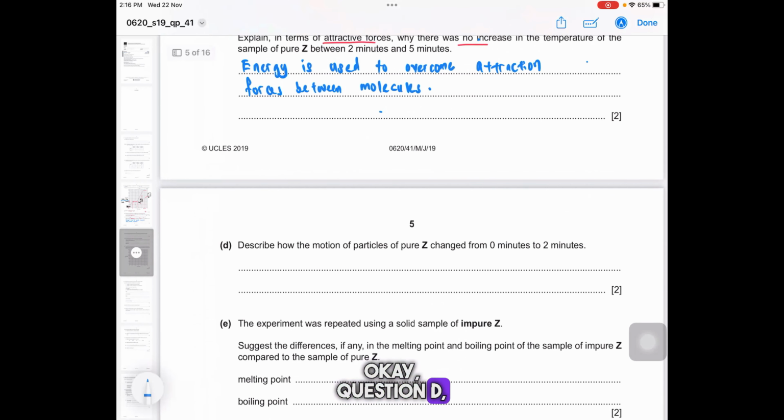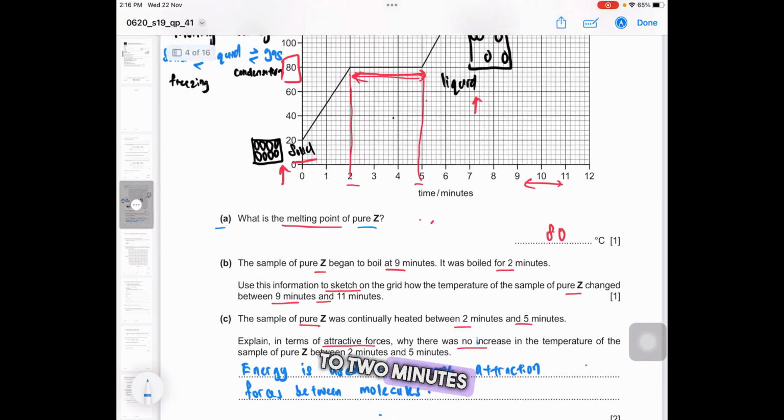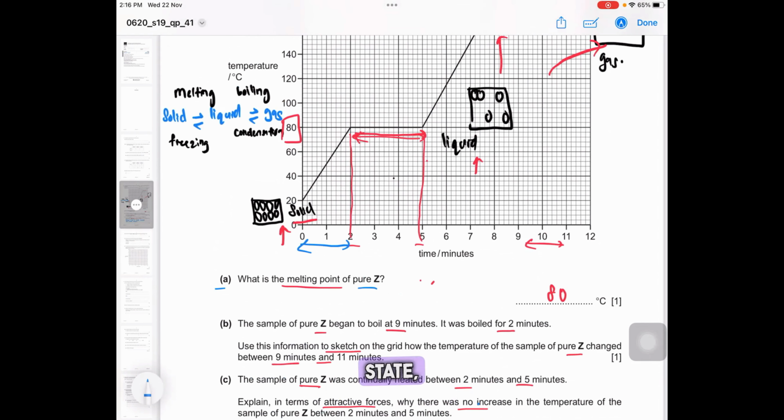Question D. Describe how the motion of particles of pure Z changes from 0 to 2 minutes. So from 0 to 2 minutes, the particles are still in a solid state. The particles in a solid usually vibrate, and when you increase the temperature, the vibration increases.